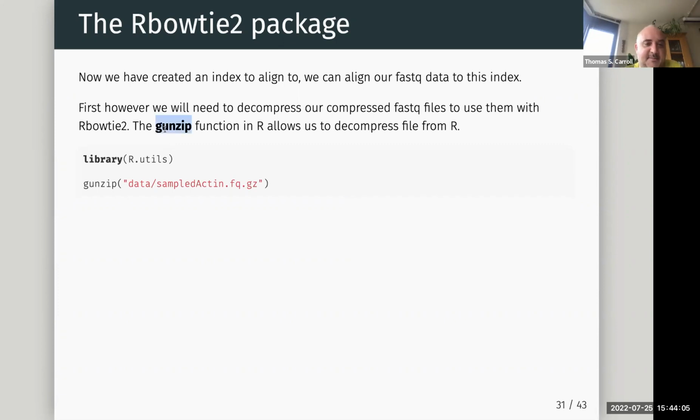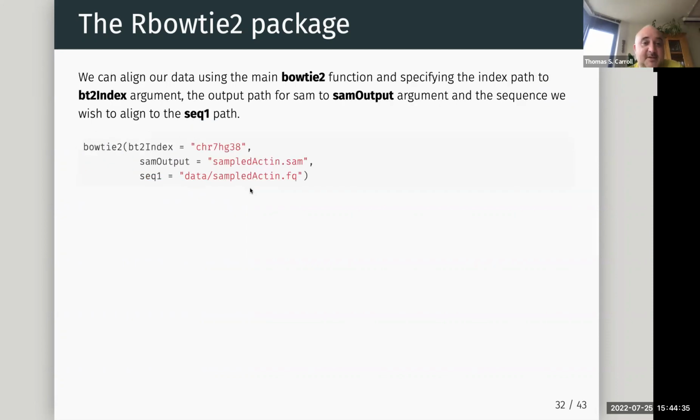So we can use the gunzip function. If you don't know how to unzip these GZ files, we're going to use gunzip from inside R. But to actually use that, we need to load this R.utils package. I believe that's actually installed when you install R. It's just that we don't load it by default. So load library R.utils, and then we can gunzip, unzip our fastq file. Once we've unzipped it, we can then pass that unzipped file to the Bowtie 2 aligner.